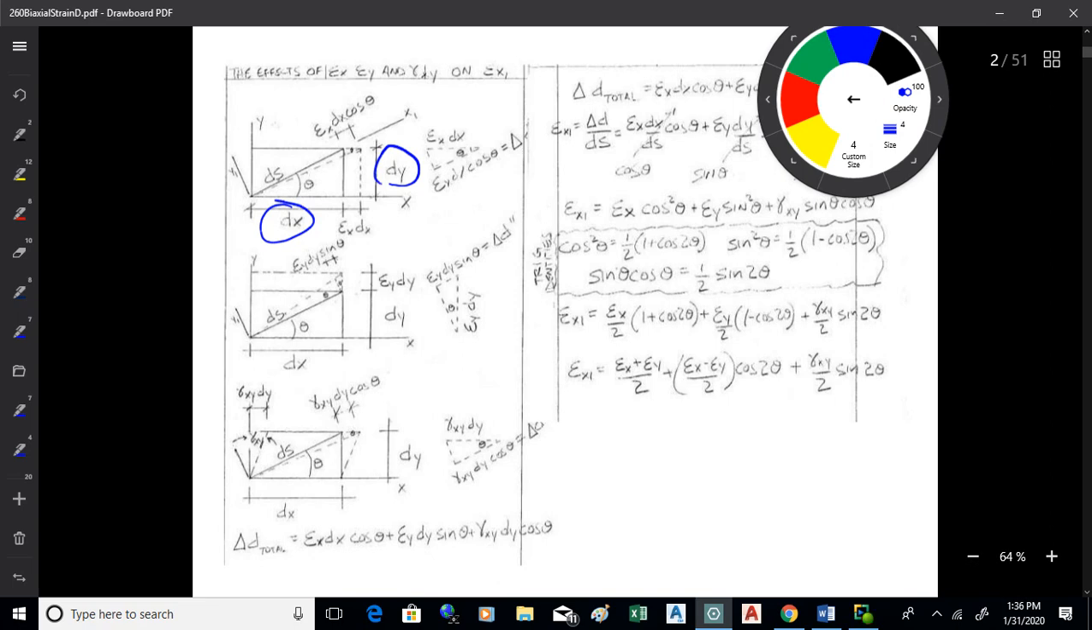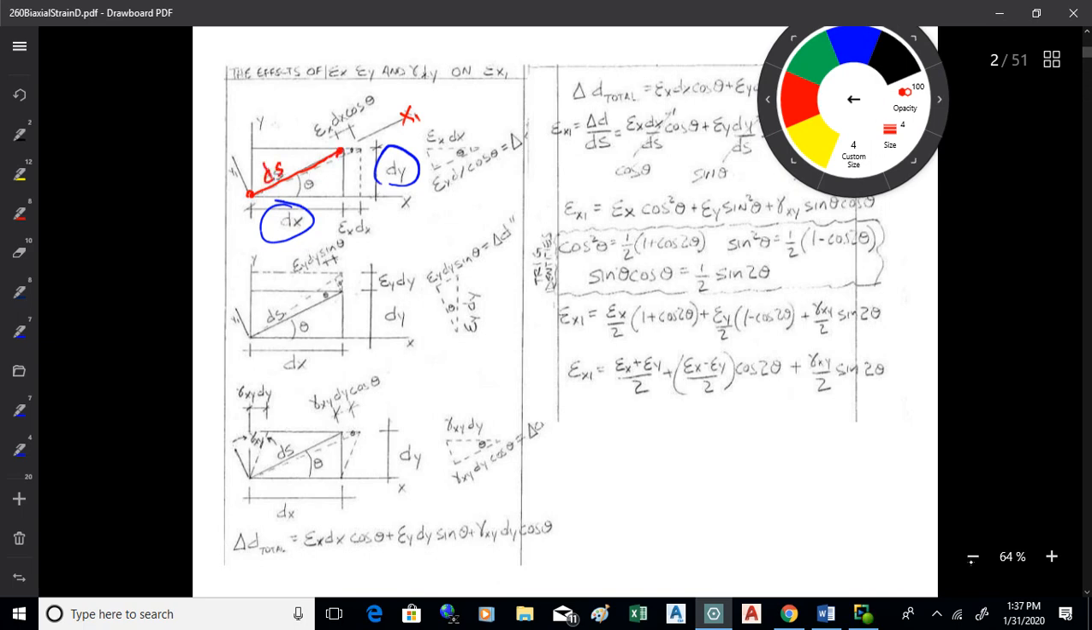Okay, what we're going to do is strain it in 3 different directions. We're going to strain that rectangle, and based on that, we're going to look at what the change in length is of a diagonal going across this thing at the x1, in the x1 direction. We're going to call that diagonal ds.